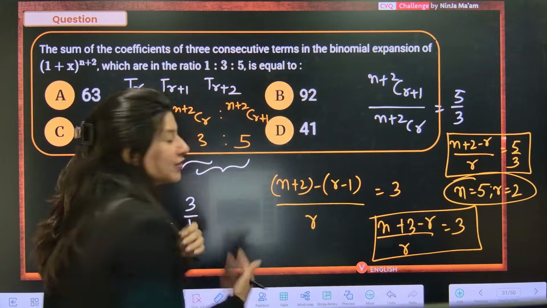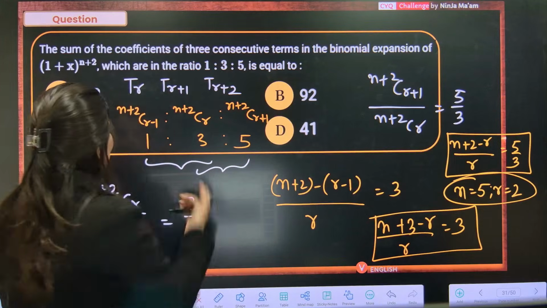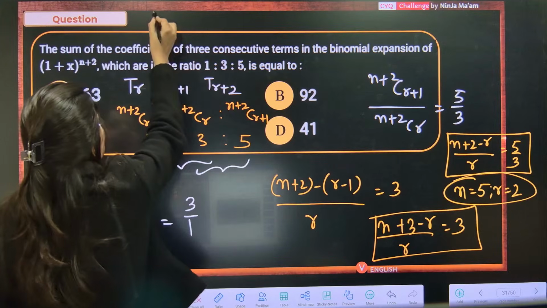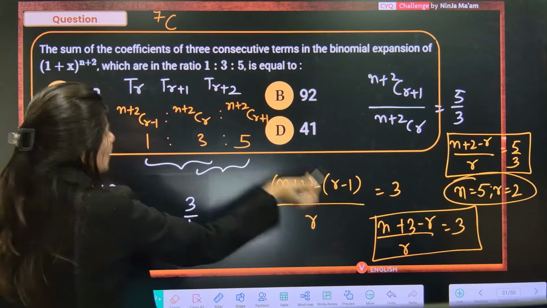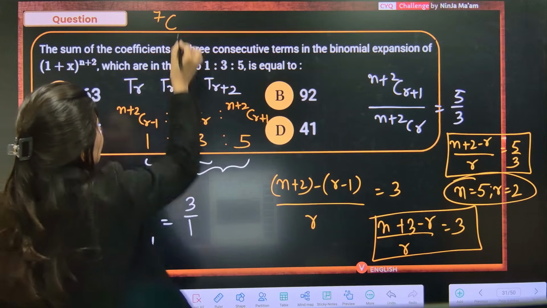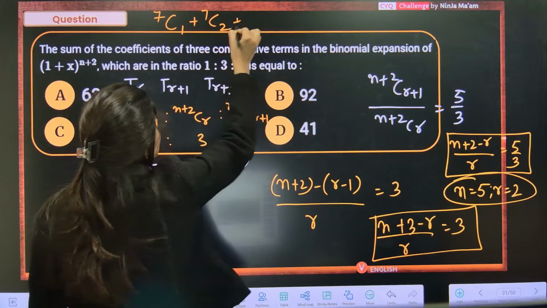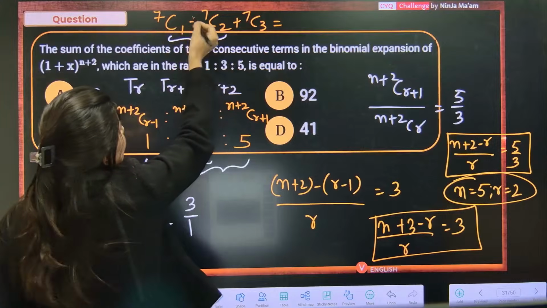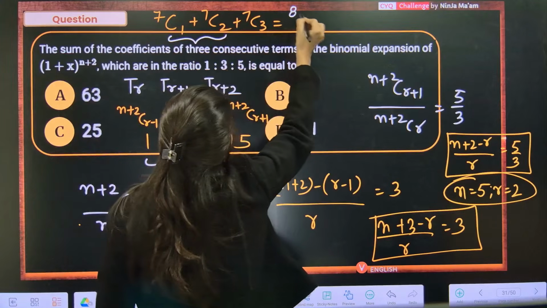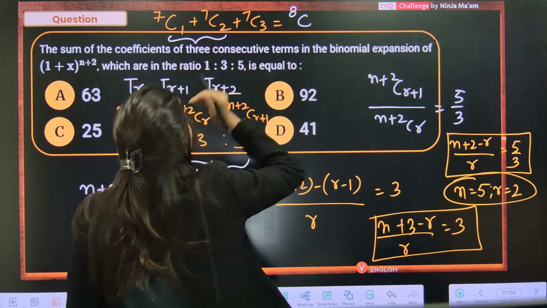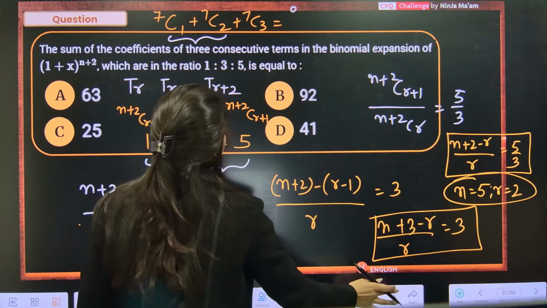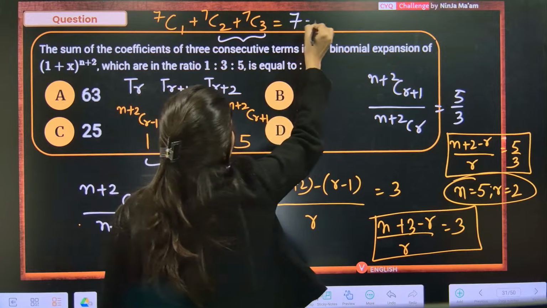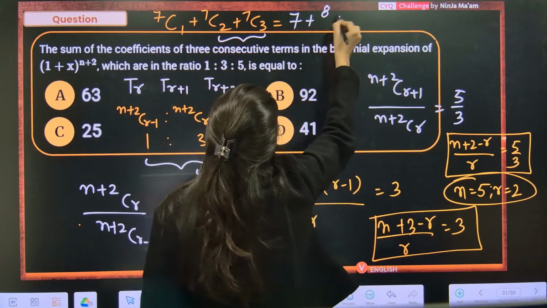Now what they are asking is the sum of the coefficients of 3 consecutive terms. The sum of the coefficients is what you're looking for, so basically the sum of these three things. n is 5, so this is 7C r, r is 2, correct? So 7C1 plus 7C2 plus 7C3 is what you're looking for. Again, you can apply that property. Let's apply this property in the last two. So this is 7, plus this is 8C3.